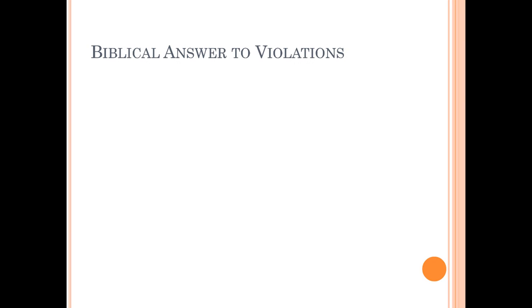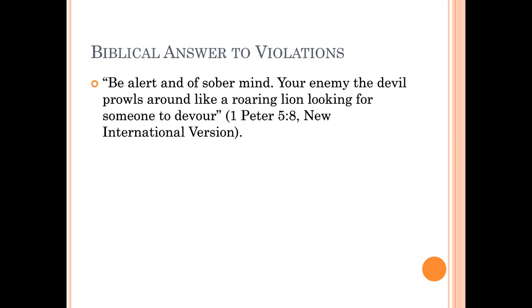So, what's our biblical answer to violation? The biblical answer comes from 1 Peter 5:8. Reading from the New International Version, it says, "Be alert and of sober mind. Your enemy, the devil, prowls around like a roaring lion looking for someone to devour."